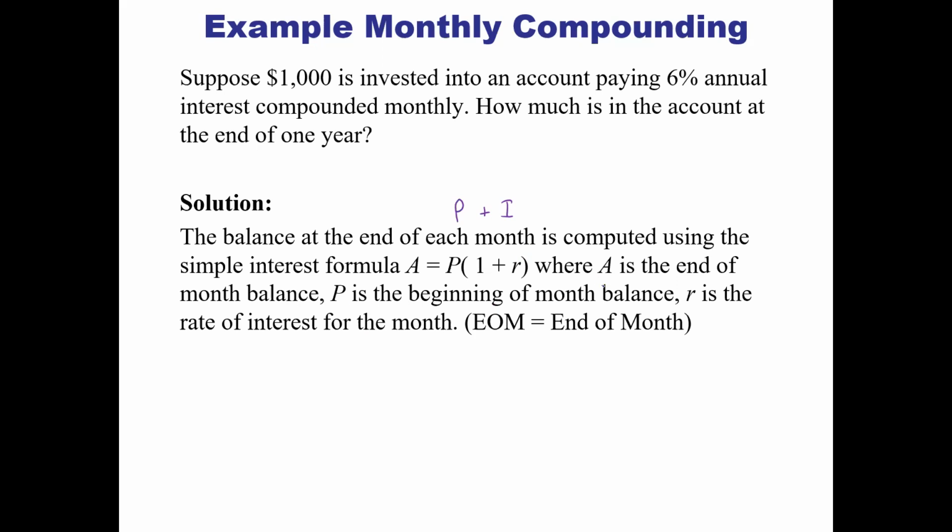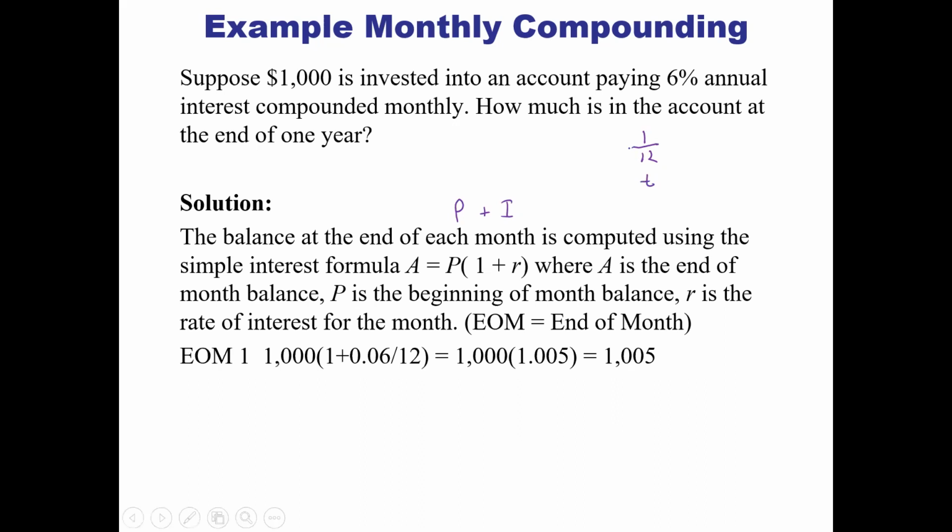So P is the beginning balance at the beginning of the month, and R is the rate of interest. End of month, I'm going to rewrite as EOM. So at the end of the month, for the first one, we're going to have 1 plus 0.06, our rate, divided by 12, because we have 1 month out of a possible 12 months. That's going to be our time period, so we have to remember to make that 1/12. When we multiply all this together and add it, we end up with 1.005.